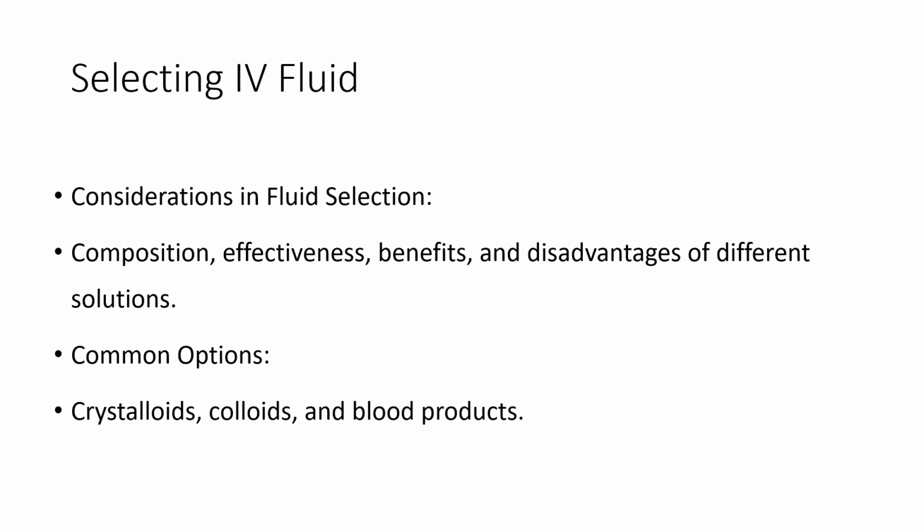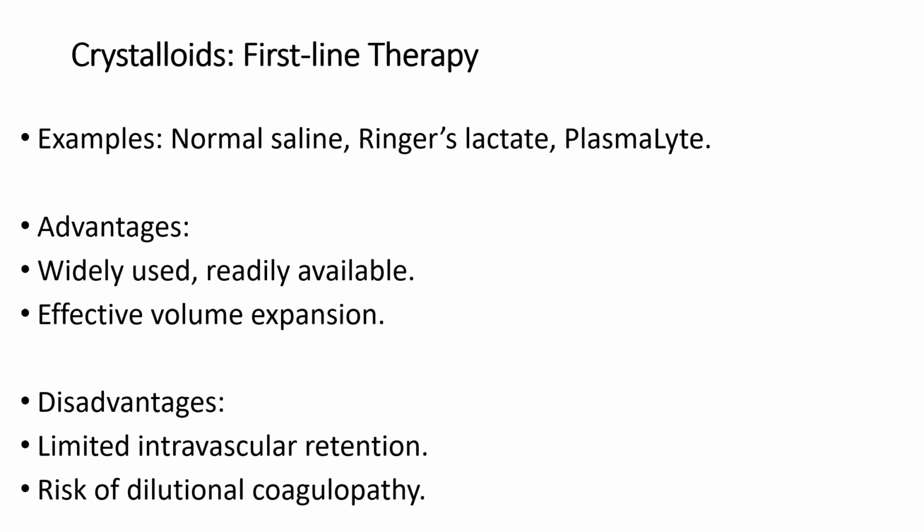Selection of IV fluid: consideration must be given to the composition of the fluid, effectiveness, benefits, and disadvantages in different conditions, and we have options like crystalloids, colloids, and blood products. Crystalloids are regarded as first line therapy. This includes normal saline, Ringer's lactate, and Plasma-Lyte. Why? Because they have advantages. They are widely available, widely used, and they have effective volume expansion. Disadvantage is they have limited intravascular retention, because if we give fluid, they will not be retained for long, and they have a risk of dilutional coagulopathy.